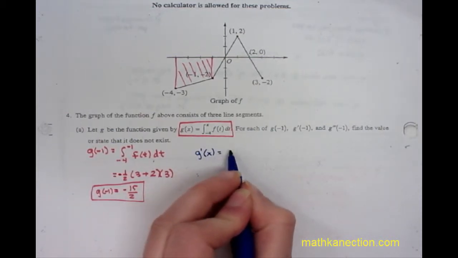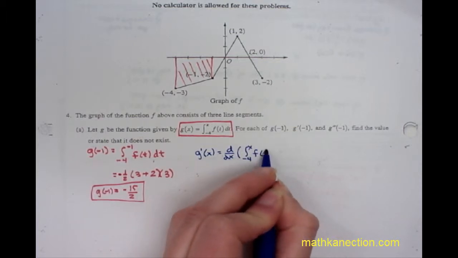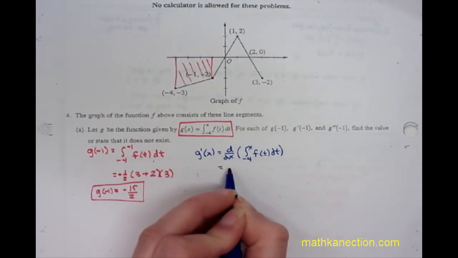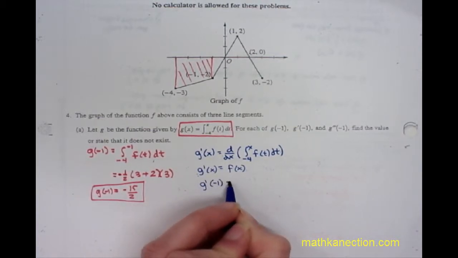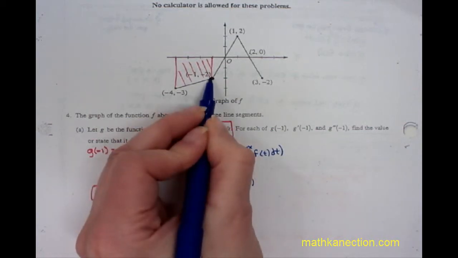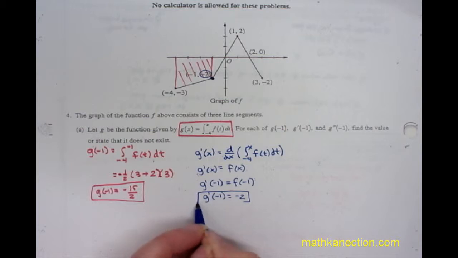To get g prime of x, we've got to take the derivative with respect to x of the integral from negative 4 to x of f of t dt. Following the fundamental theorem of calculus, x gets replaced in, so g prime of x is f of x. So g prime of negative 1 is f of negative 1. From the graph, f of negative 1 is negative 2, so g prime of negative 1 is negative 2.